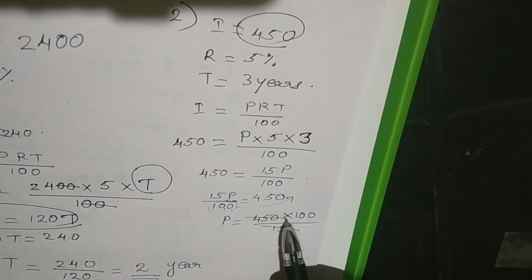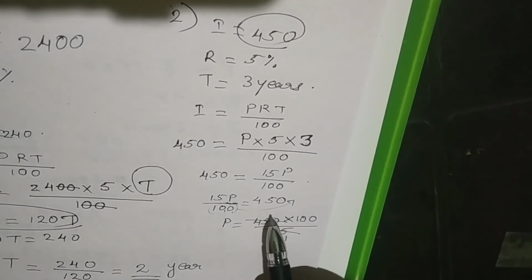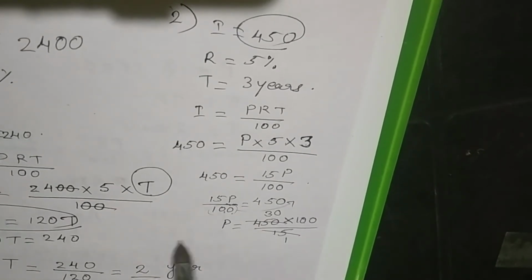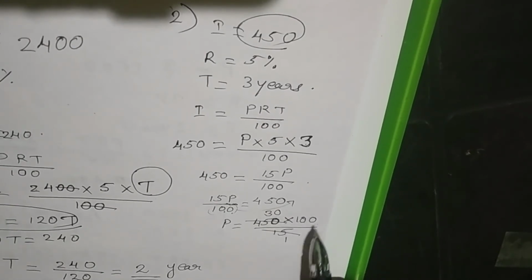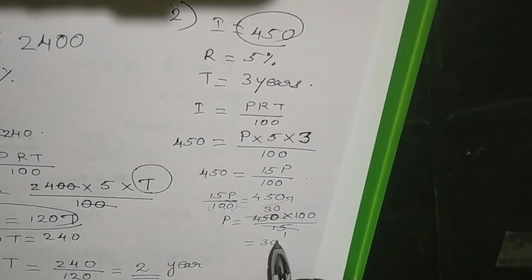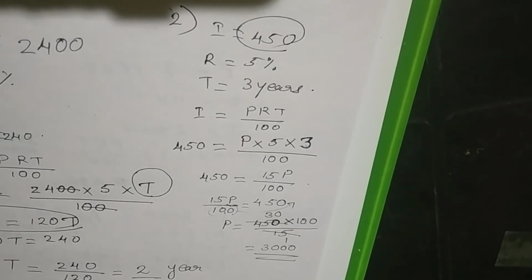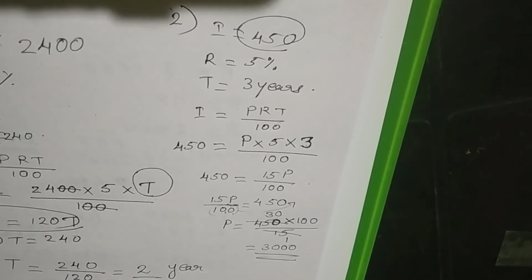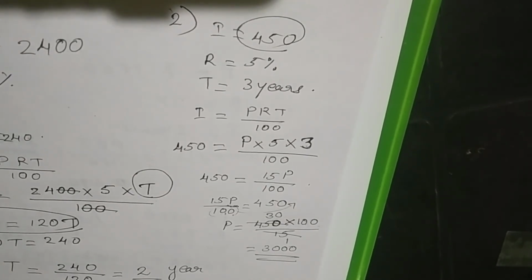Then we can cut by 15. 1 15 is equal to 15. 15 3s are 45. Then 3. Then keep here one more 0 because here 450. Then 30 times 100, that is equal to 3000. So we can say 3000 is the sum. On a certain sum, what is the sum? That is rupees 3000. Okay, children, thank you. I think you got the idea. Thank you.